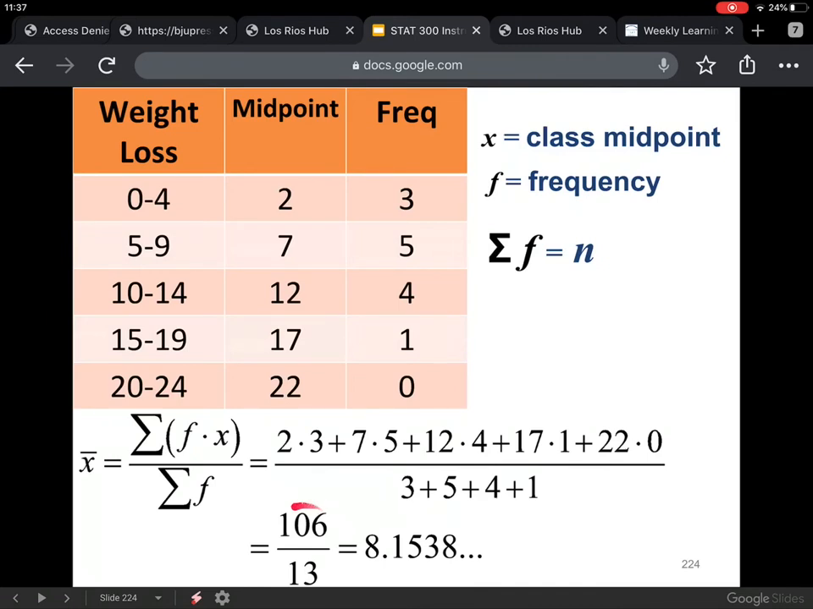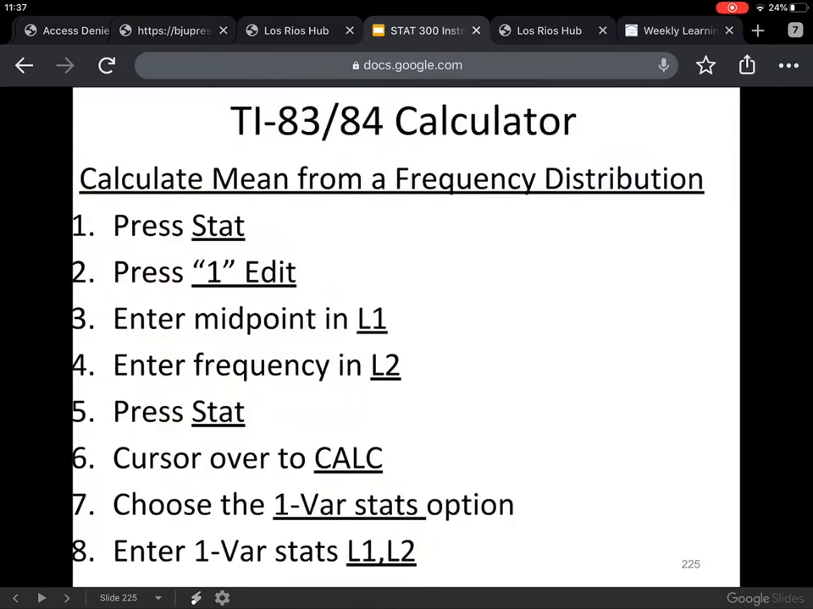So we get that value, 106 divided by 13, and then we have 8.1538. It's around that number, right? And so I take a look at my midpoints, which are rounded to just the ones place, so I'd round to one extra place. Maybe I'd write down 8.2 here for the tenths place. Please note x is the class midpoint, f is the frequency, and so the sum of the frequencies is the total number in your sample.